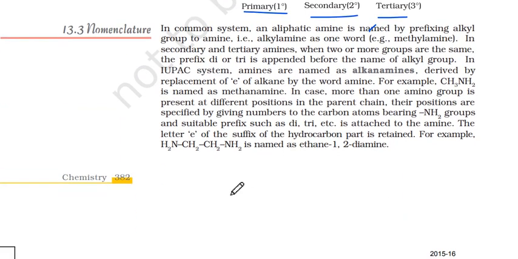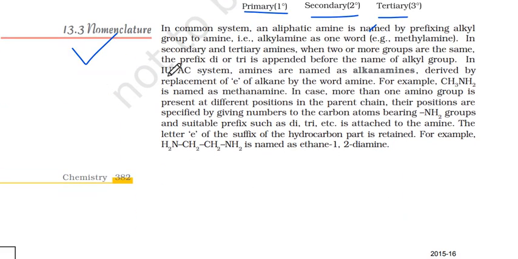Nomenclature: in common system, an aliphatic amine is named by prefixing alkyl group to amine, that is alkylamine, as one word. Example: methylamine. In secondary and tertiary amines, when two or more groups are the same, the prefix di or tri is appended before the name of alkyl group. In IUPAC, amines are named as alkanamines.